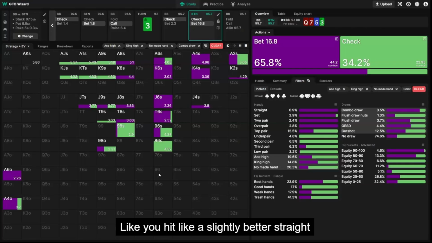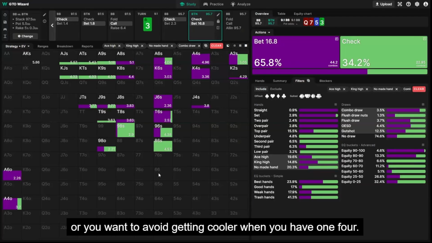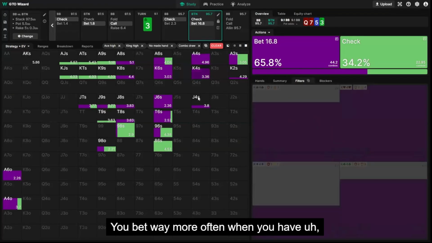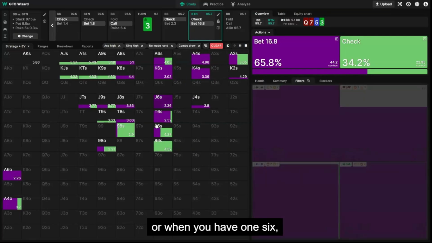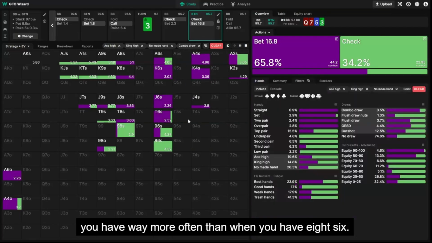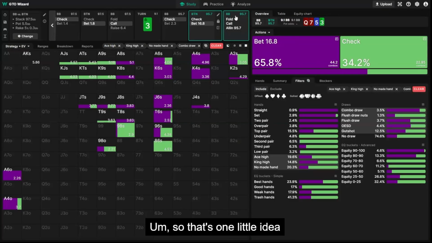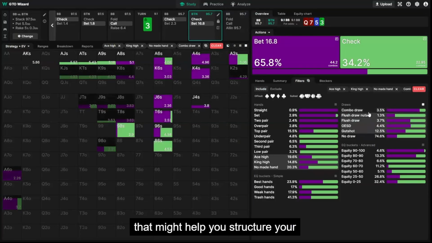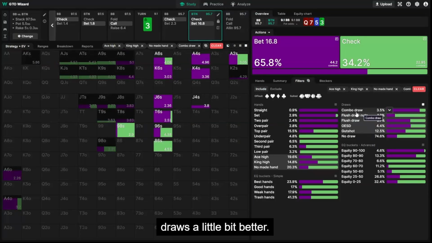Like you hit a slightly better straight, or you want to avoid getting coolered. When you have 1-4, you bet way more often. When you have 1-6, you bet way more often than when you have 8-6. So that's one little idea that might help you structure your draws a little bit better.